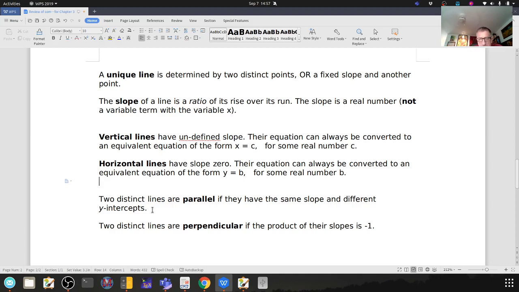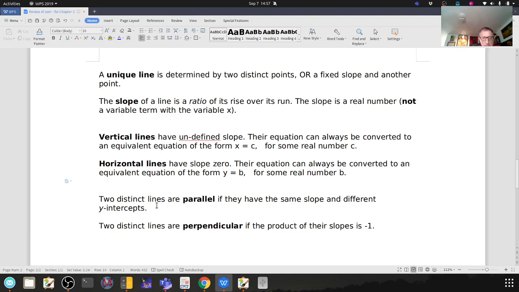Here's some interesting things. Two distinct lines are parallel. That means they're not the same line, but they have the same slope. And because they're different lines, they will have different y-intercepts. And two distinct lines are perpendicular if the product of their slopes is -1.